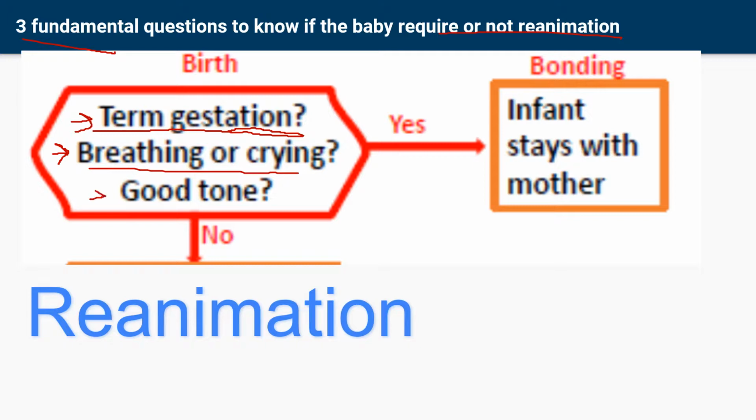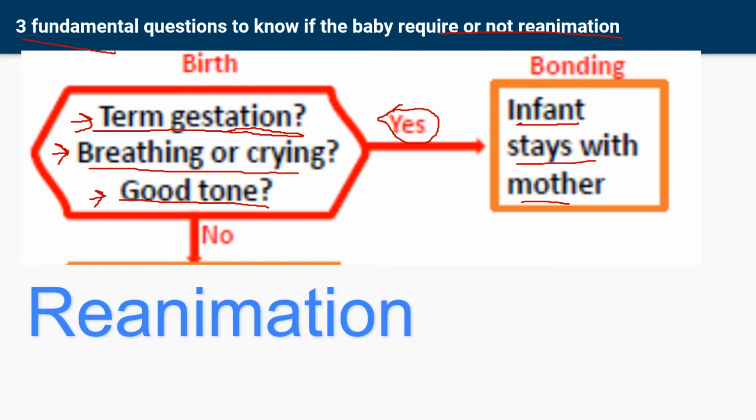And the third question, does the baby have good tone? So if for all of these three questions the answer is yes, I'm saying the baby is term gestation, is breathing and crying and has good tone, it means that we can send the baby to the mother for bonding. So the infant stays with the mother.